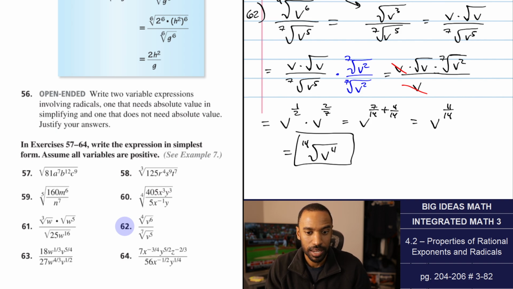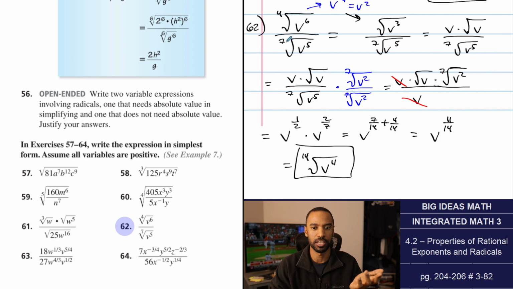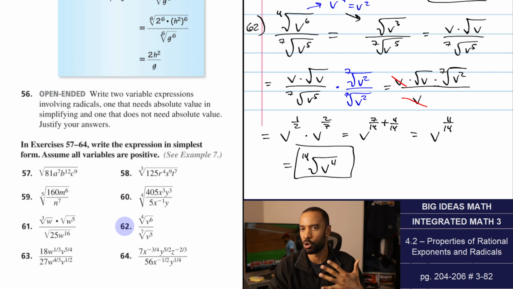Was it the fastest way to get there? I don't know. I can't guarantee that. You have to keep a lot of things in mind here. V couldn't ever equal 0, but because we're dealing with positive variables only, that's not something we really have to discuss. But that's what it is. That's an 11, by the way. That is not a 4.